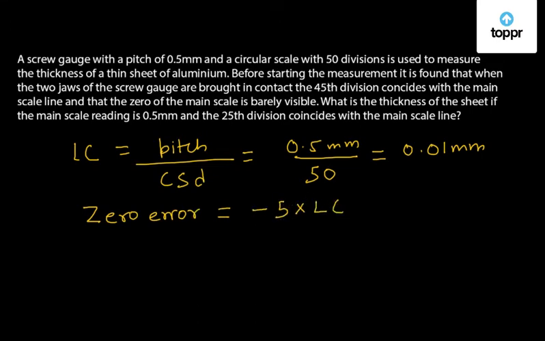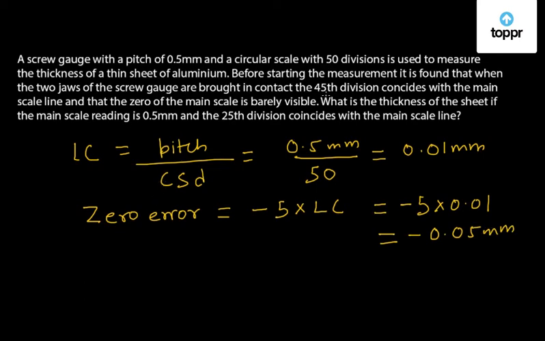5, because the two jaws of the screw gauge are brought in contact and the 45th division coincides with the main scale line. So there is a negative error of 5 divisions. So this will be multiplied by the least count to give us the zero error. And the least count is 0.01 millimeters. So the zero error is minus 0.05 millimeters.